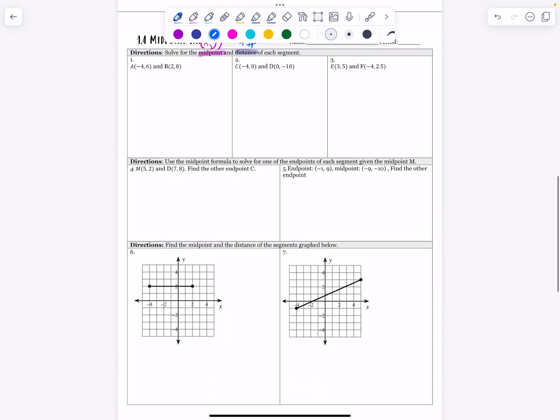4 and 5 are just like the challenges that we tried, where you're given an endpoint and a midpoint and finding the other endpoint. And then 6 and 7 is just from a graph. So again, finding the midpoint and the distance on both of those. 6 is a little bit easier than 7.